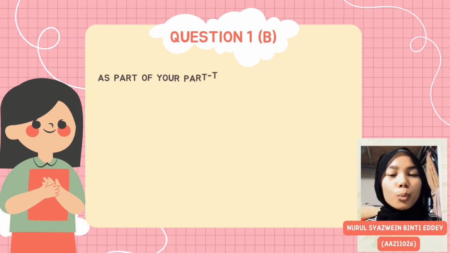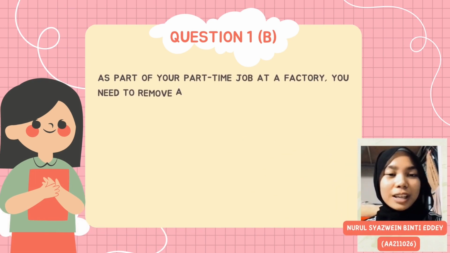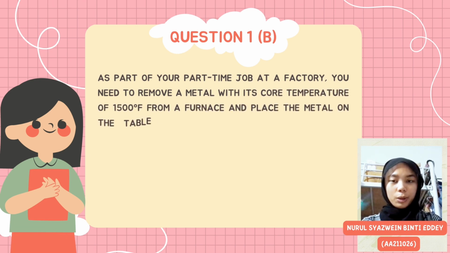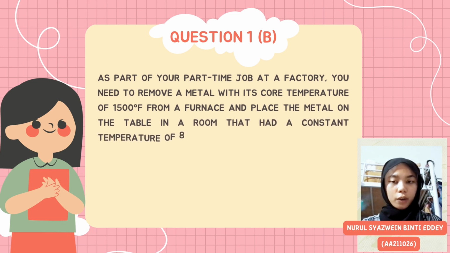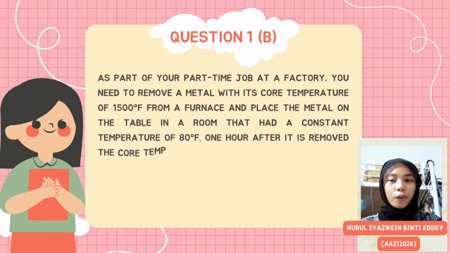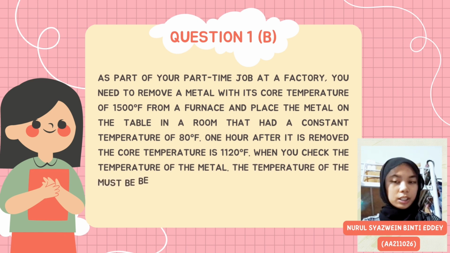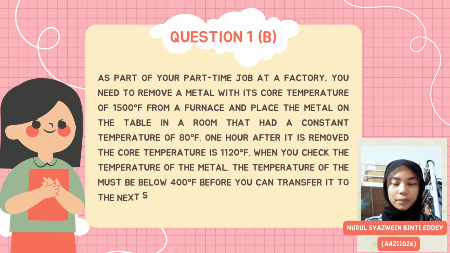Then, let's see what the question is about before we jump into the filler table. As a part of your part-time job at the factory, you need to remove a metal with its core temperature of 1500 Fahrenheit from a furnace and place the metal on the table in a room that has a constant temperature of 80 Fahrenheit. One hour after it is removed, the core temperature is 1120 Fahrenheit. When you check the temperature of the metal, it must be below 400 Fahrenheit before you can transfer it to the next section.